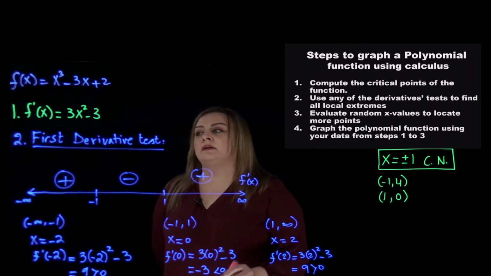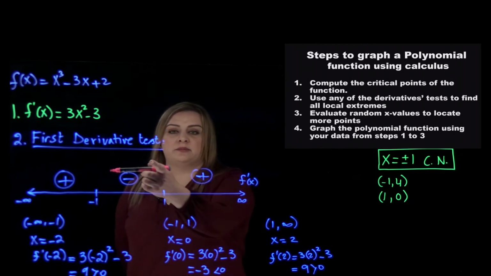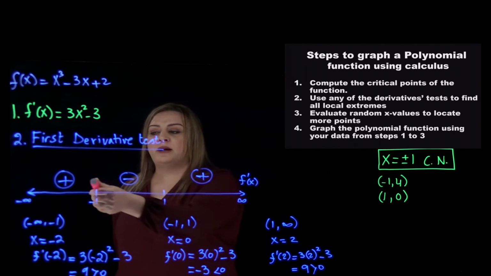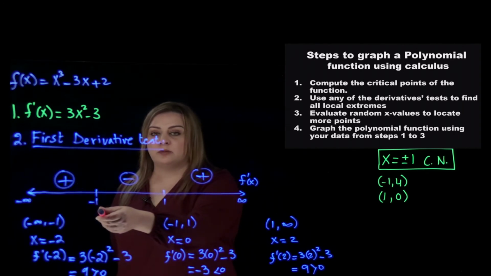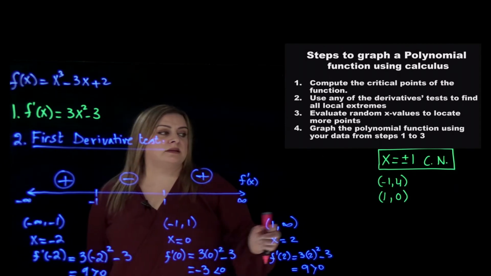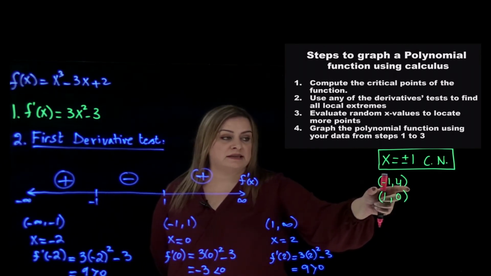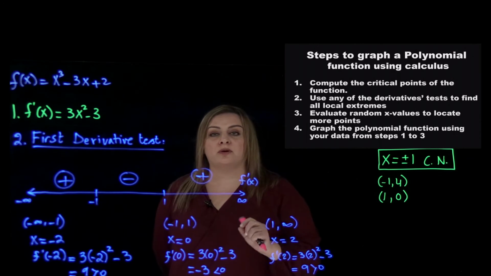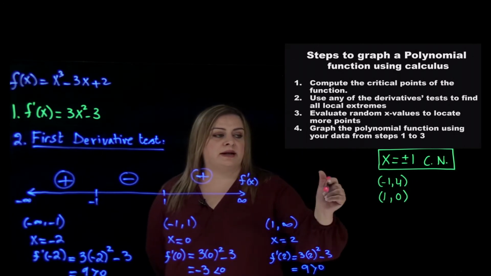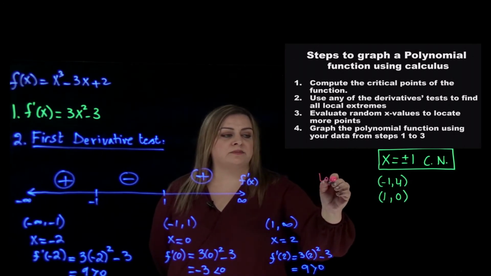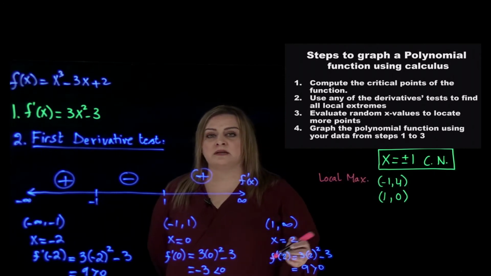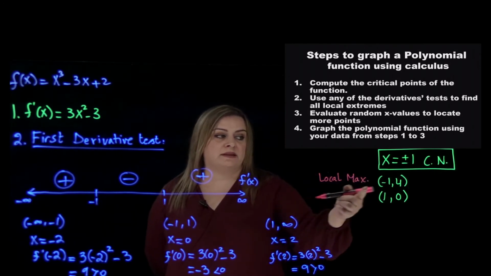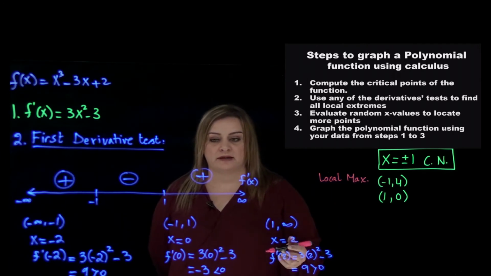Now, the first derivative test tells me that if my sign changes from positive to negative over a critical number, that means the critical point, in this case -1, is a local maximum. So I would write a local max next to this point. So I know when I'm graphing that this point is going to be a local max.